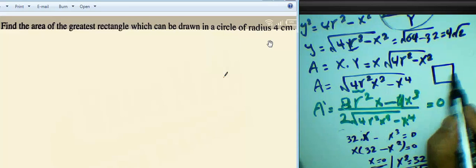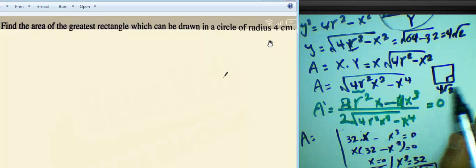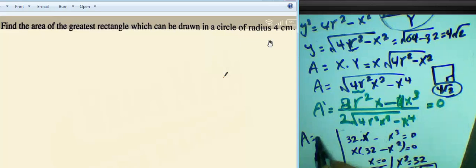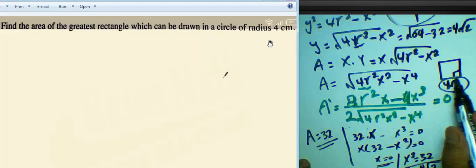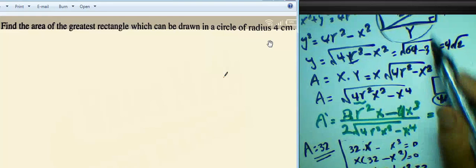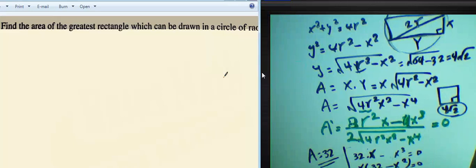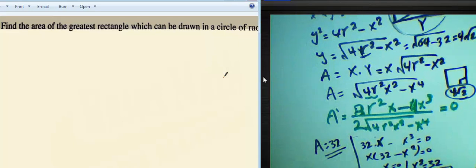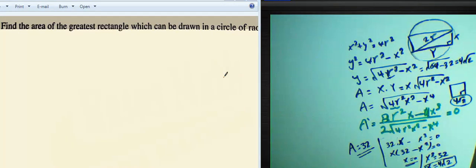It will be a square. All sides will be 4 root 2. Then the area will be 4 root 2 multiplied by 4 root 2. It will be 32, because the area of a square equals length times length. Our area of the rectangle equals side by side, here length times width. Okay, length times width here. The result will be 32. Understood? The result will be 32.